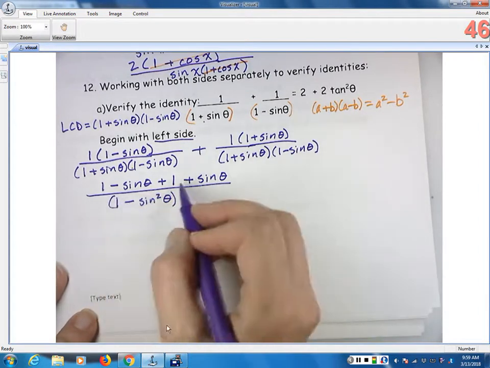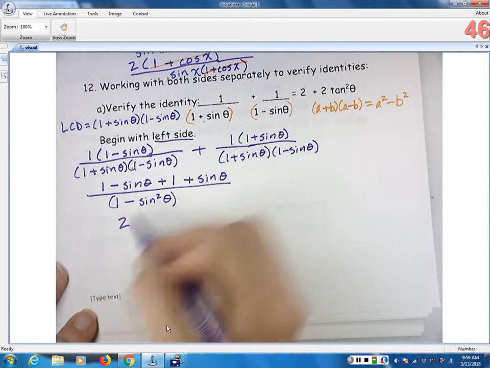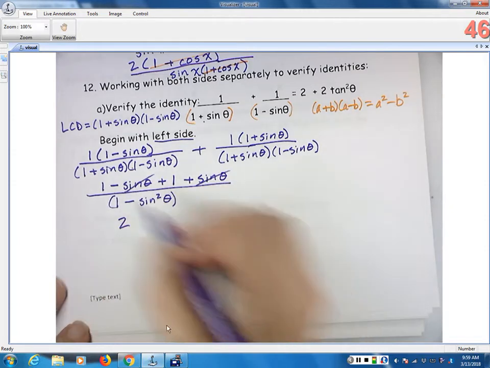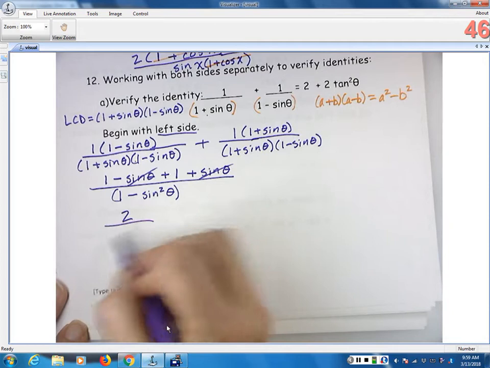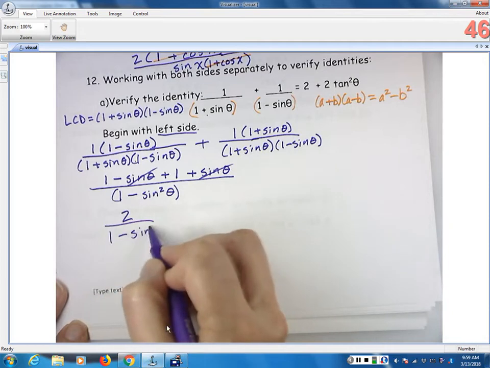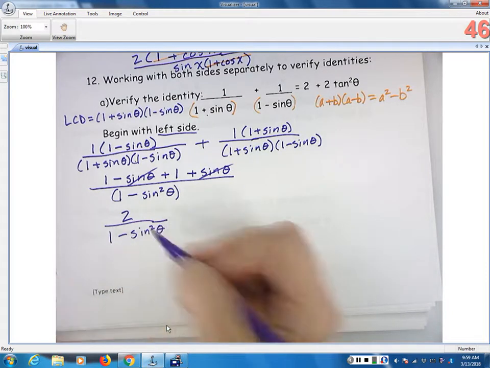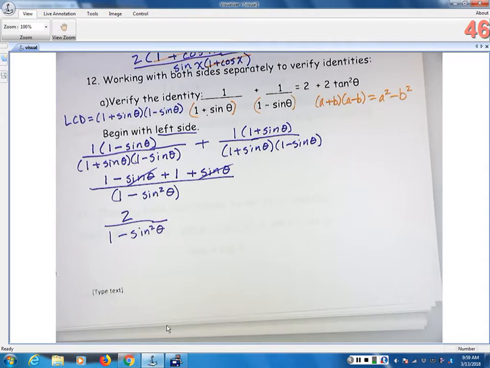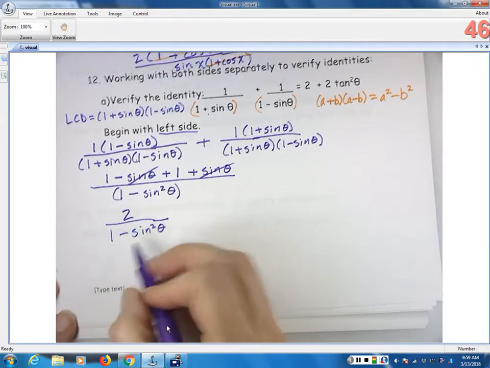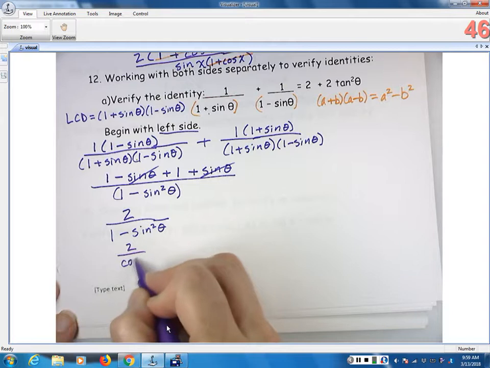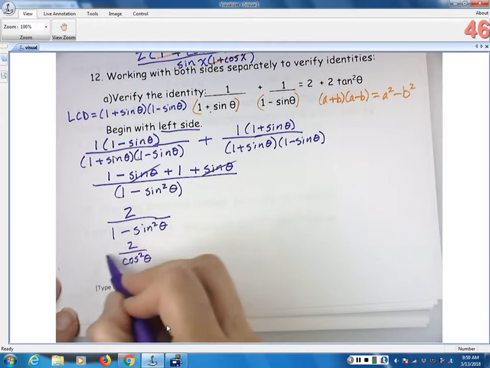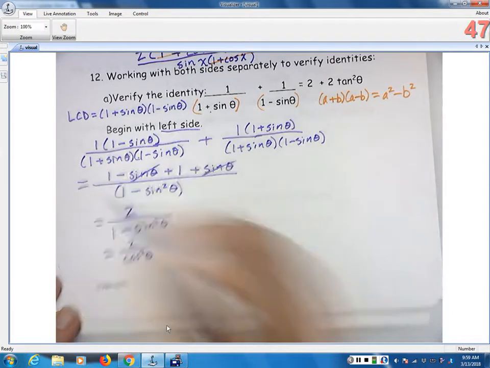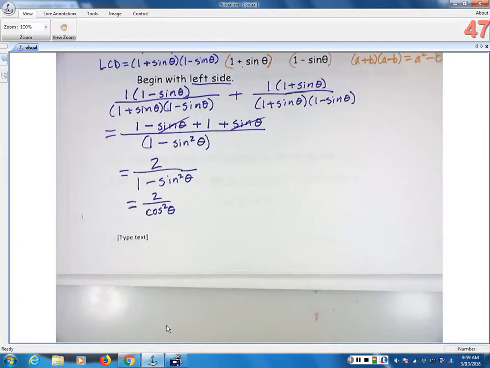Okay, and then add the 1 plus the 1 to get 2, and the sine theta plus minus sine theta cancel, we get 2 over 1 minus sine squared theta. Which, by the Pythagorean identity, we used this already, is 2 over cosine squared theta. Okay, so that's the left side. We got the left side.